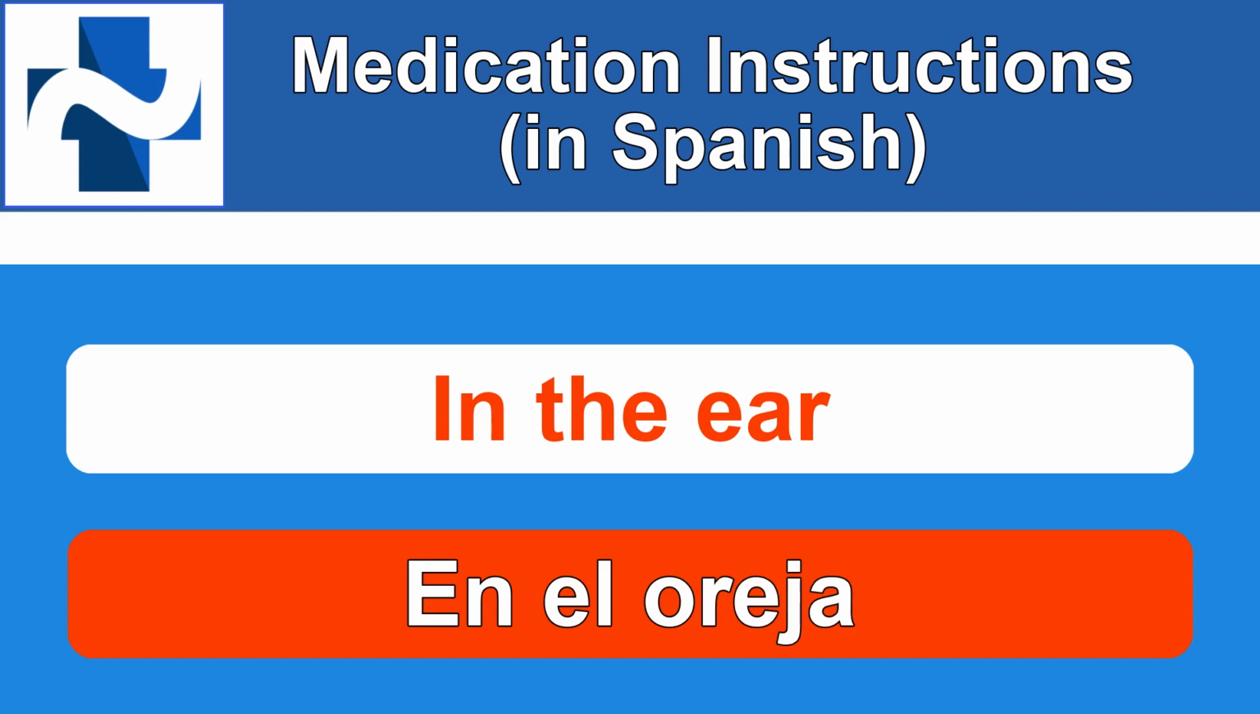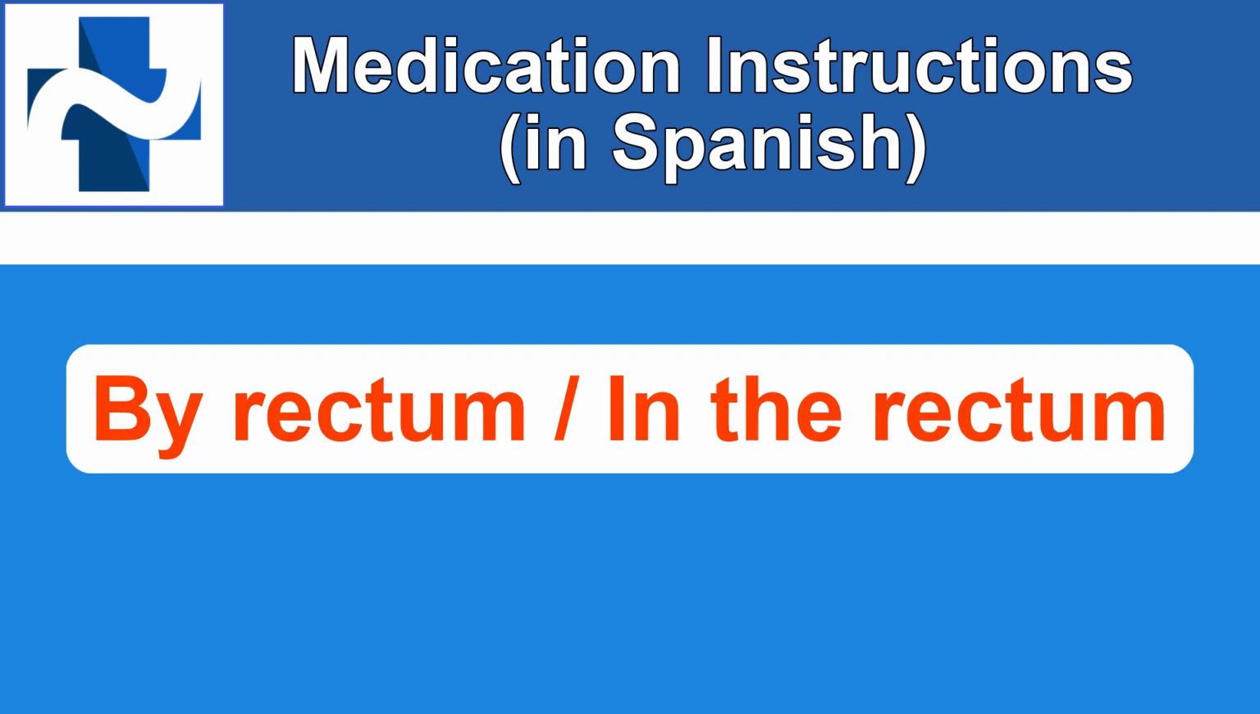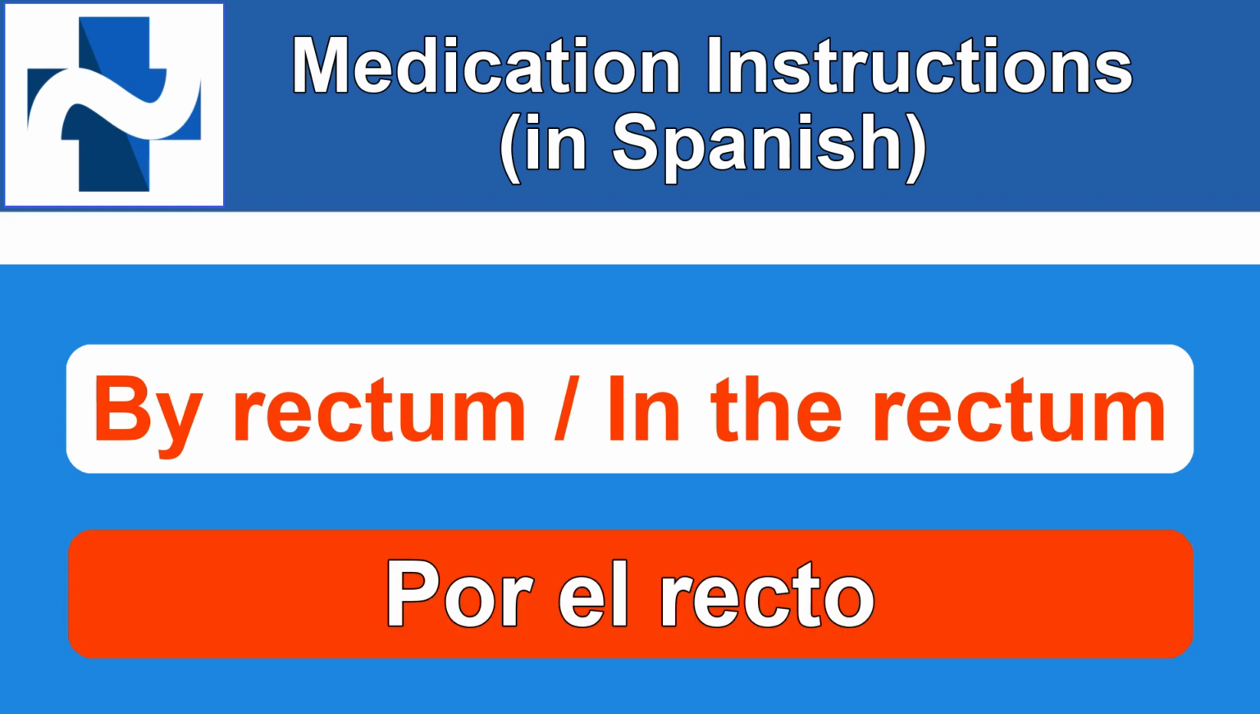And if you said oreja, don't be confused. So oreja is the external ear, and oído kind of means the internal ear. So if you said oreja, they would understand, but this is probably a better way to say it, referring to eardrops. All right, how about by rectum or in the rectum? Por el recto. And yes, that word recto also means straight.